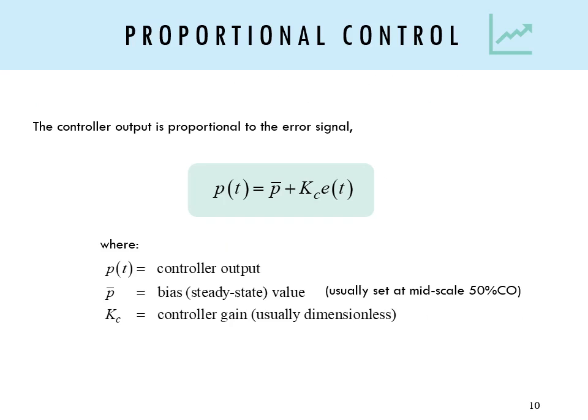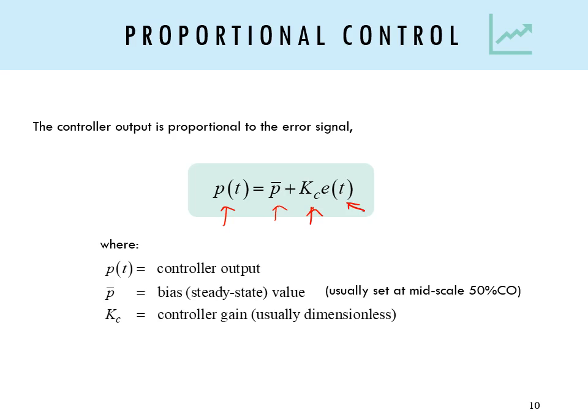Proportional control is one of the types of PID controller in a feedback controller. For a proportional control, the controller output is proportional to the error signal. So P(t) is the controller output, P bar is the bias, which is the steady state value, and it is usually set at mid-scale of the controller output at 50%. Kc is the controller gain, usually dimensionless, and e is the error.